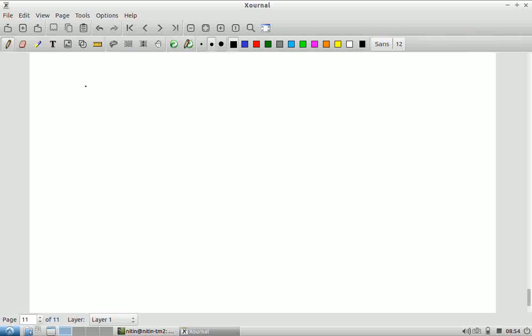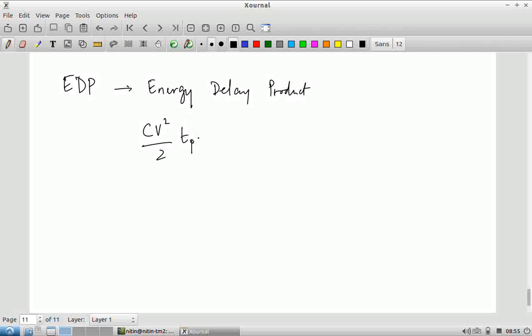Another alternative is something called the EDP, Energy Delay Product. Bit of extra discussion that we can have as far as the energy delay product is concerned, but we are out of time. So I will just finish up with that in the next class, and that will finish up our discussion of power as well.